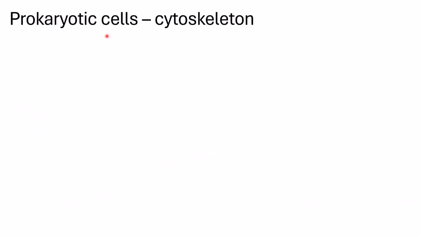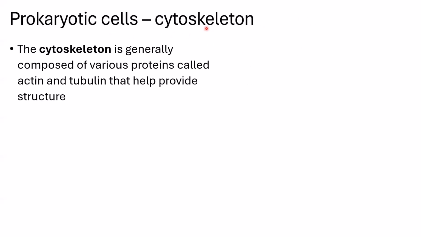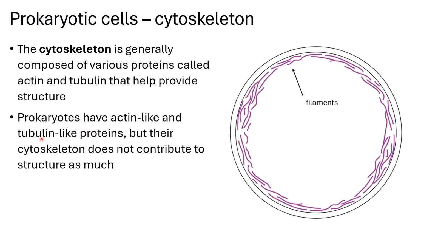One last thing is the cytoskeleton. The cytoskeleton is usually composed of various proteins that help provide additional structure to the cell. These proteins include actin and tubulin, which we will learn more about in the eukaryotic cell video. Prokaryotes do have actin-like and tubulin-like proteins, which can form a ring structure that will help with cell division as depicted here. However, prokaryotes rely more on their cell wall for structure than their cytoskeleton.